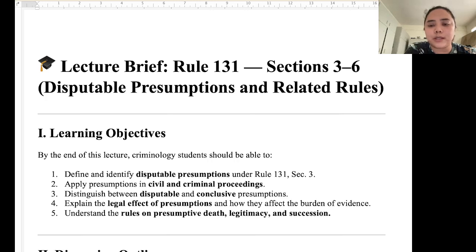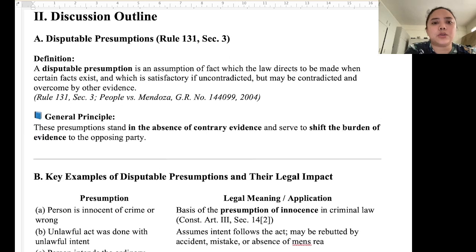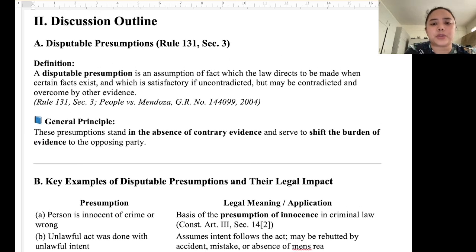So let us proceed. Again, this is the condensed, easier to understand version of this topic. If you want, and it is still advised, that you refer to the module. And if there are other areas nga feeling mo mas hindi mo maintindihan, you can use other resources for it. Okay? Let us now go to the disputable presumption, which was already discussed a bit sa module number 12.